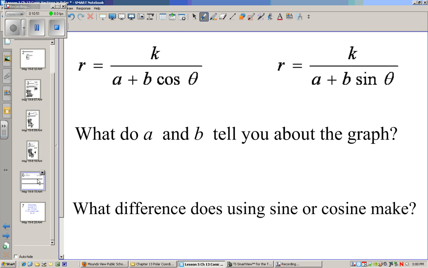All right. Now what I would like you to do is take some time with this graph, with these two equations. These are basic equations, and figure out what A and B do. What happens when A is bigger than B? What happens when A is less than B? And what happens when A is equal to B? Do that with cosine and do it with sine. Try as many numbers as you can before you see a pattern.